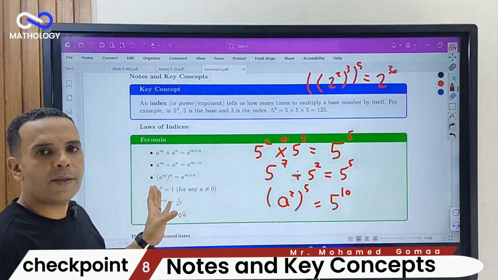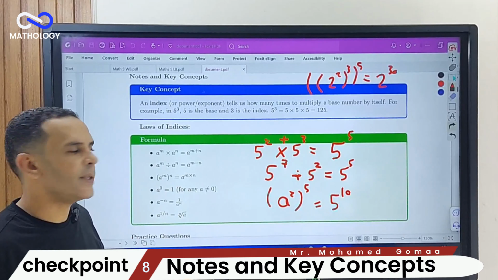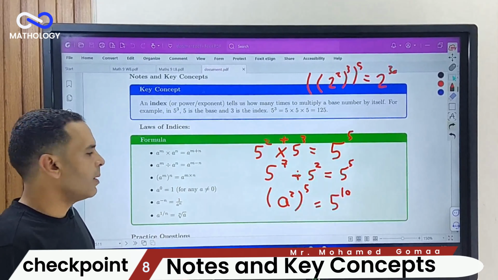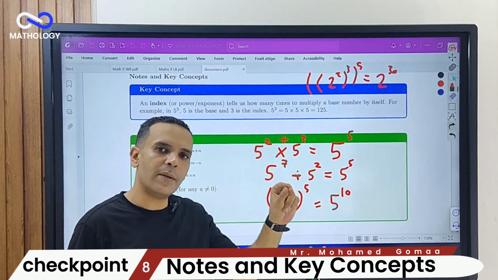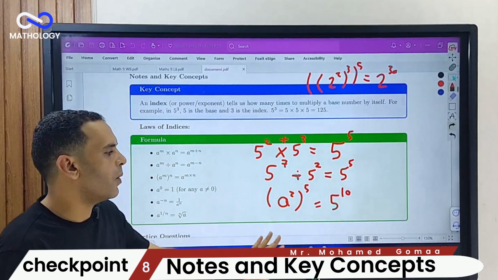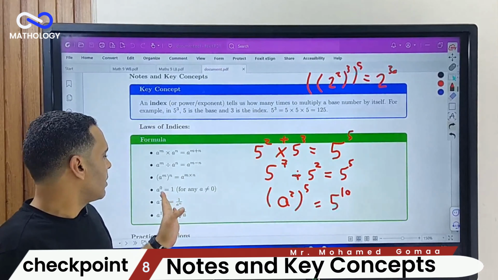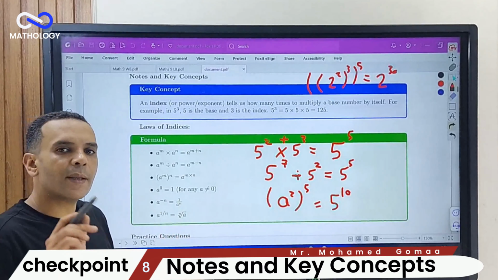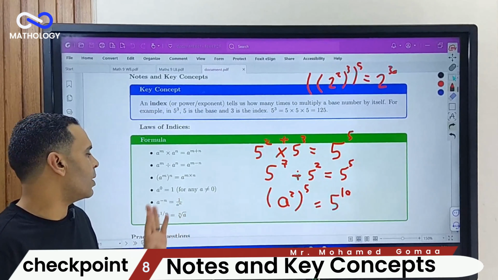Any base raised to the power of 0 equals 1. Any number raised to a power of 0 equals 1 except 0 itself. 0 to power of 0 is undefined, okay? Any base except 0 raised to the power of 0 equals 1.